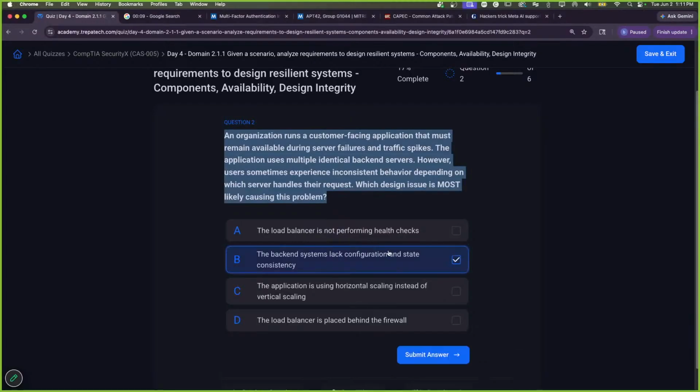It's kind of like the same question as last time. If there's inconsistent behavior depending on which server handles a request, that means the backend systems are just inconsistent. Our backend logic isn't in the same state across all those front-end facing applications.